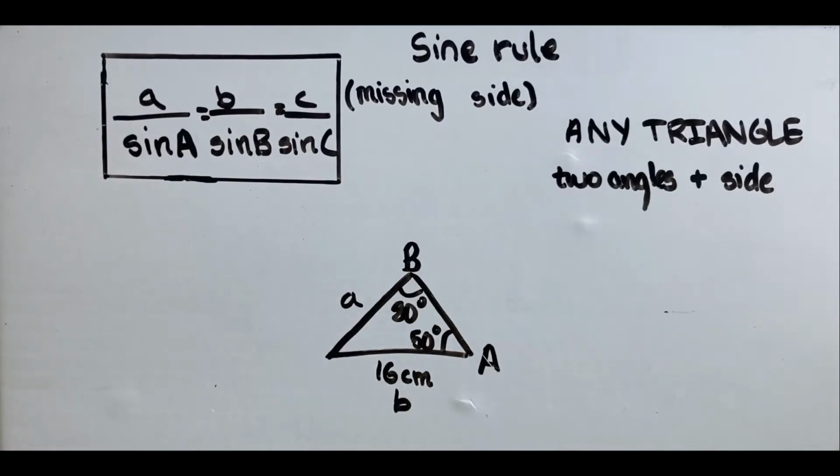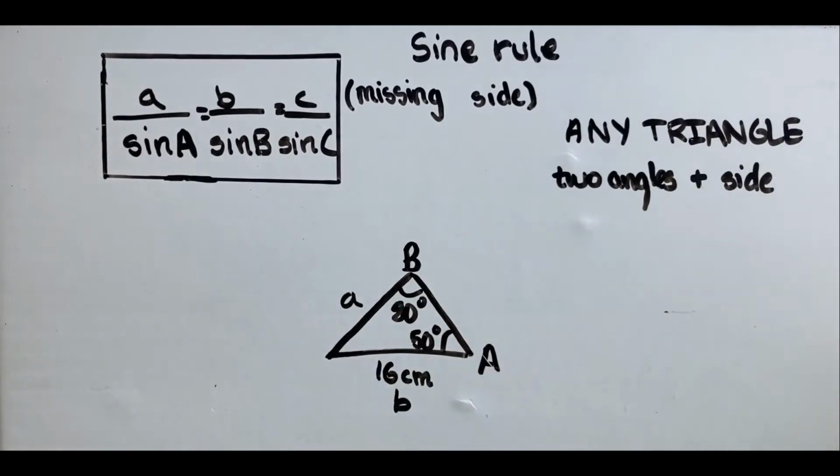So, for the sine rule, what we need to know is that we can actually use it for any triangle. However, that triangle has to meet a specification. And that specification is that we should receive two angles and a side. So those two angles and a side should already have a value assigned to them, and we shouldn't have to figure those out.